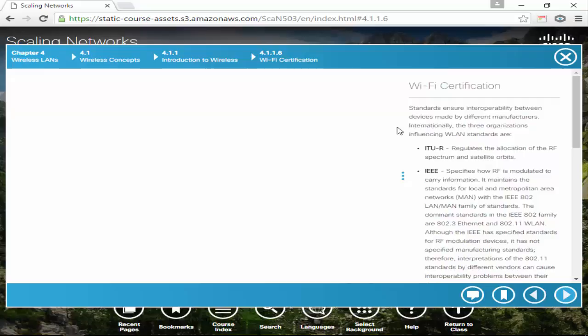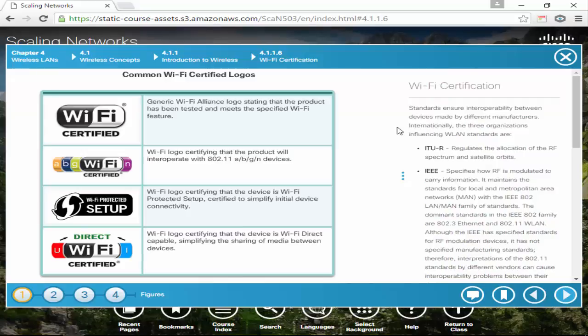Wi-Fi certification. Well, who came up with this Wi-Fi thing, this wireless fidelity, and what does it ever mean? Free Wi-Fi? What does it mean? Alright, so if it's Wi-Fi certified, it's a generic Wi-Fi Alliance logo stating that the product has been tested and meets the specified Wi-Fi feature. What does that mean? It means that you can use Wi-Fi devices with Wi-Fi devices. So that's all that really means. So saying free Wi-Fi, I guess you're saying that you're allowing Wi-Fi devices over your wireless, but most people think it means wireless internet. But really, it's just saying it's supported.